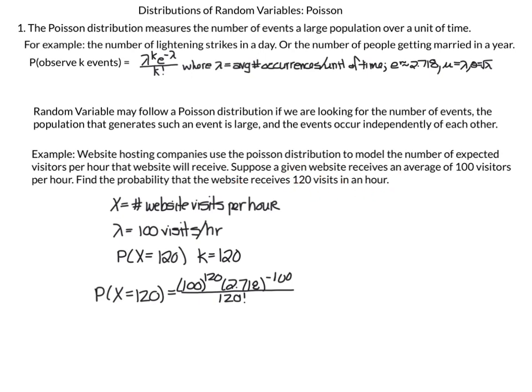Our random variable X is the number of website visits per hour, and we're going to assume this is a Poisson distribution. So our average, our lambda, is going to be 100 visits per hour. If we want the probability that X is equal to 120, then k is equal to 120. We plug it into our formula. That's lambda to the k, 100 to the 120, times e to the minus lambda, so 2.718 raised to the minus 100, divided by k factorial, so 120 factorial. And that's equal to 0.56%. So that's actually a very small probability.